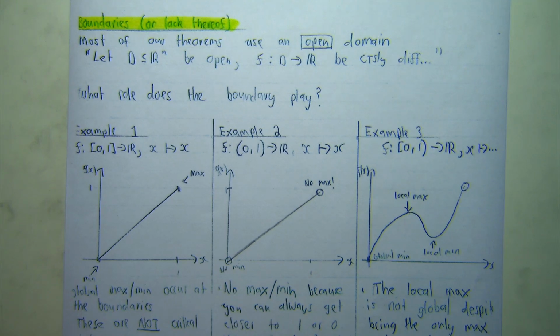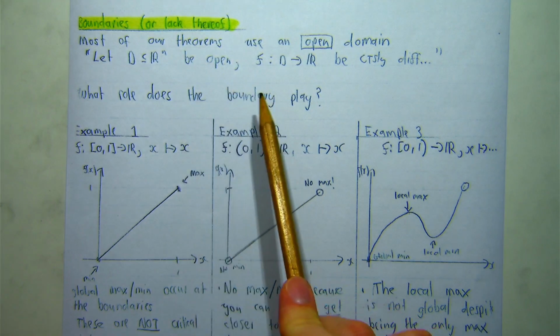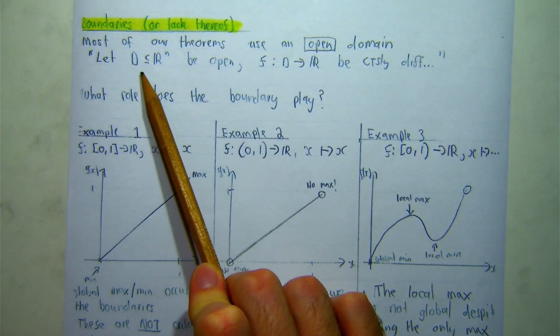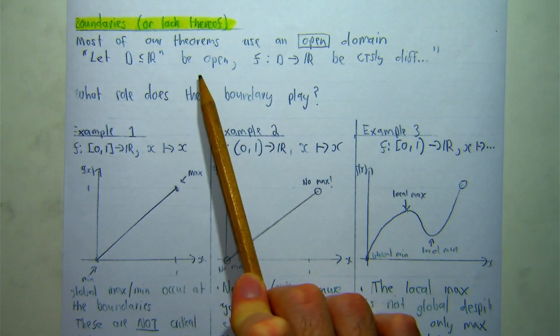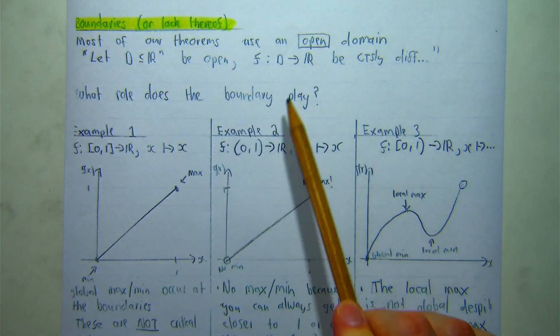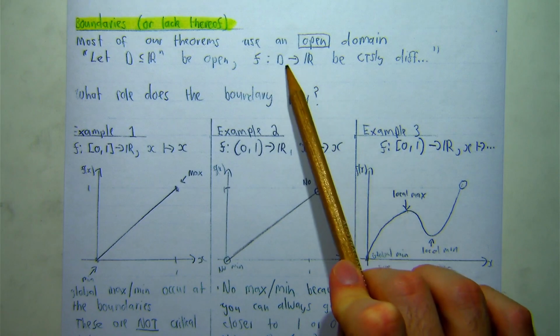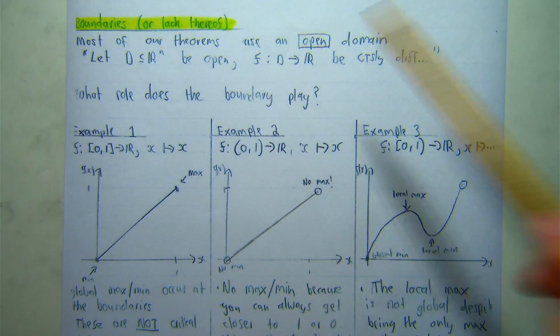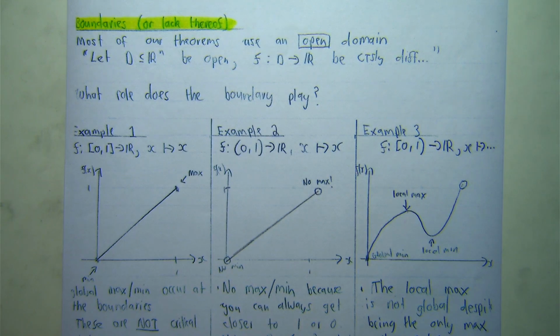And if you look at the theorems that have been discussed in these videos, often they talk about going from an open domain: let D be a subset of Rn and let D be open and F go from D to R. And the reason for this is that we are often excluding the boundary as being part of our analysis so that our optimization theorems that follow in terms of critical points being maxima or minima are legitimate.